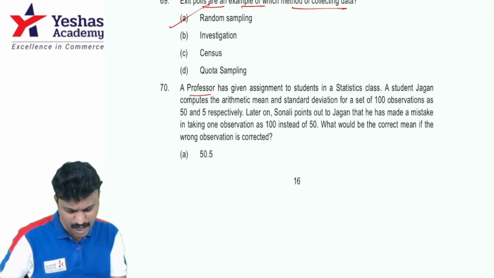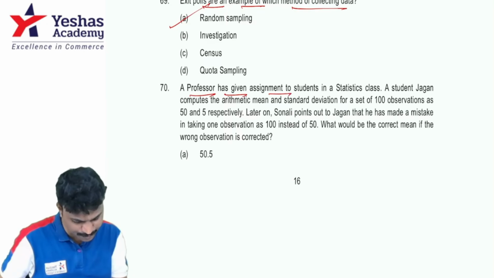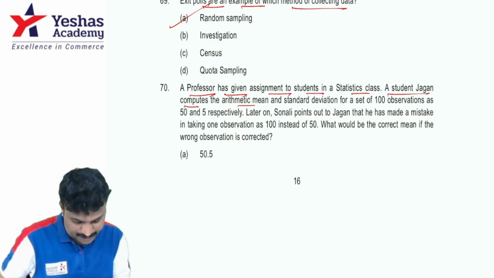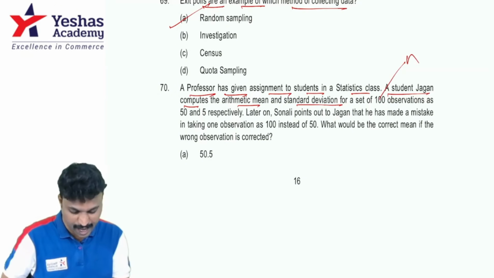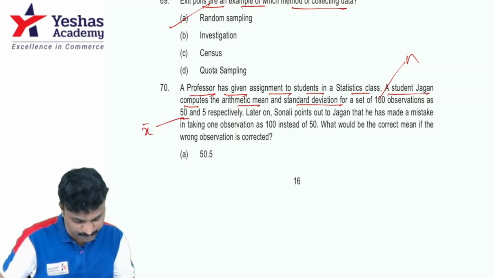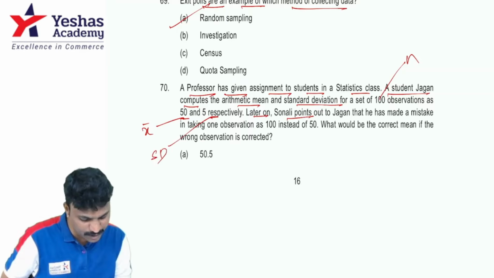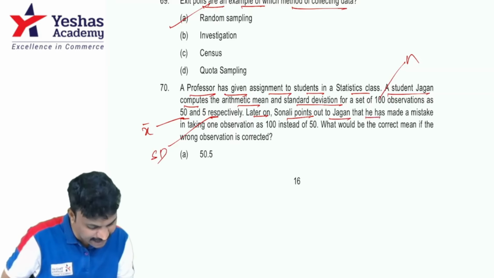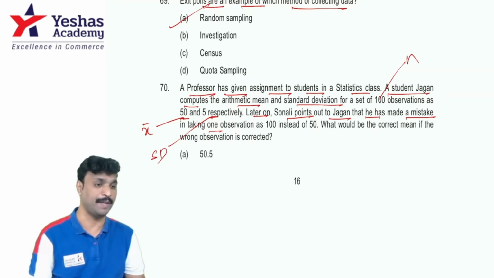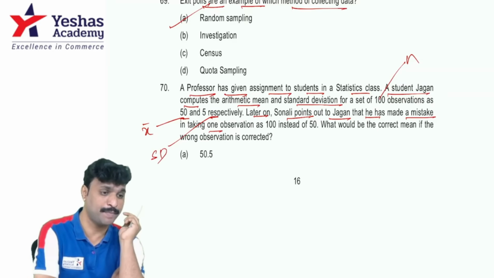Guys, the next question. A professor has given an assignment to a student in a statistics class. A student, Jagan, computes the arithmetic mean and standard deviation of a set of 100 observations. That means n is equal to 100. The mean x bar is 50 and the standard deviation is 5 respectively. Later on, Sonali points out to Jagan that he has made a mistake in taking one observation as 100 instead of 50. Guys, the wrong observation is replaced by the correct observation.